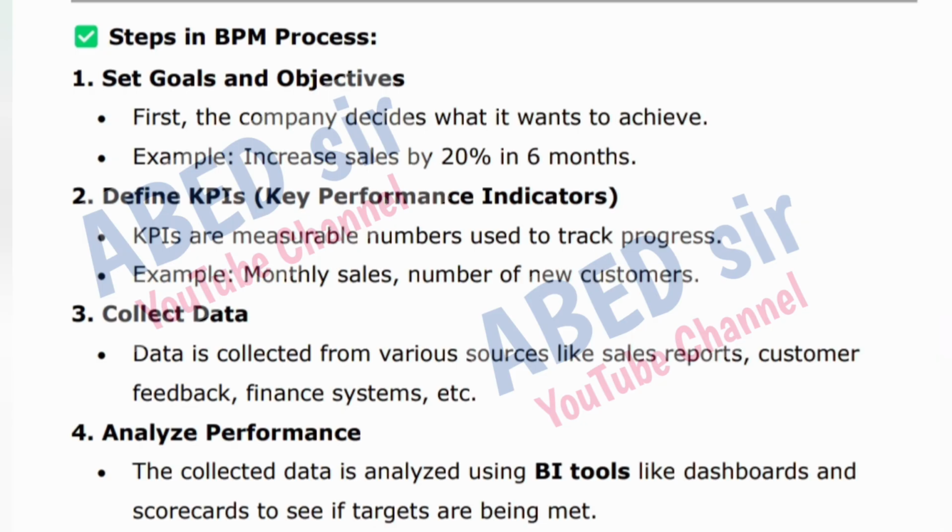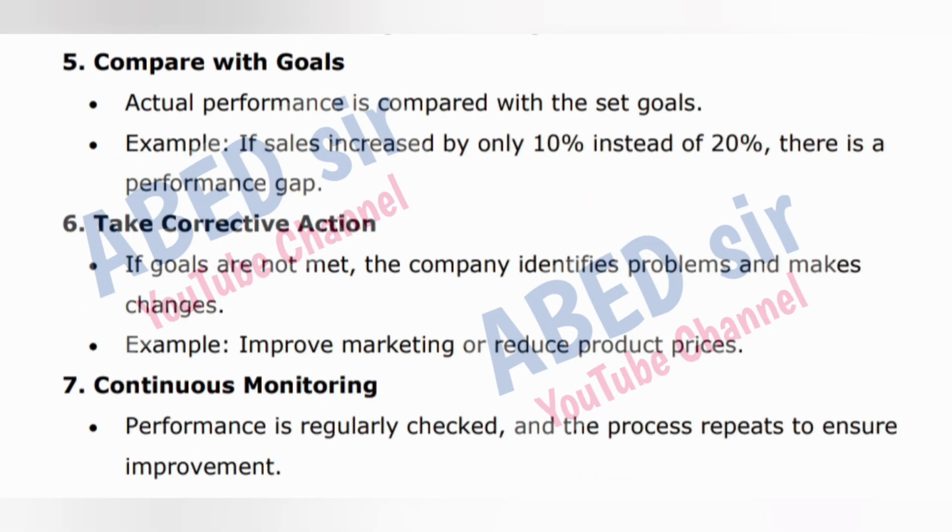3. Collect data. Data is collected from various sources like sales reports, customer feedback, finance systems, etc. 4. Analyze performance. The collected data is analyzed using BI tools like dashboards and scorecards to see if targets are being met. 5. Compare with goals. Actual performance is compared with the set goals. Example, if sales increased by only 10% instead of 20%, there is a performance gap.